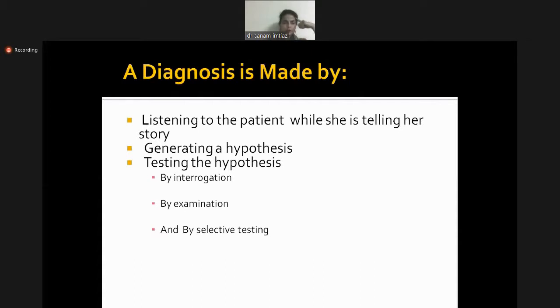The diagnosis is made by listening to the patient while she's telling her story, generating a hypothesis, and testing the hypothesis by interrogation, by examination, and by selective testing.